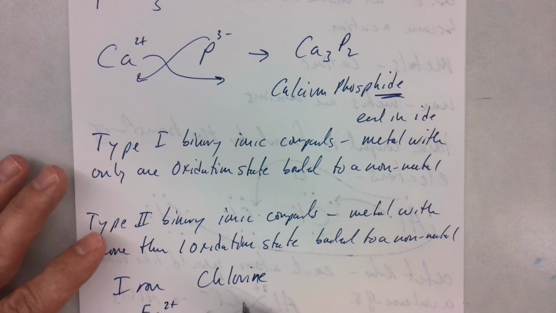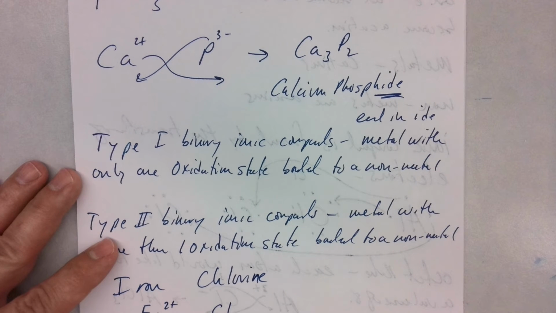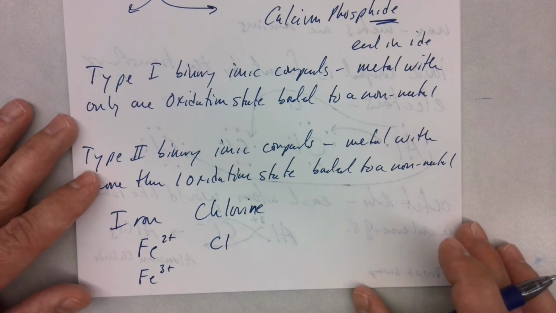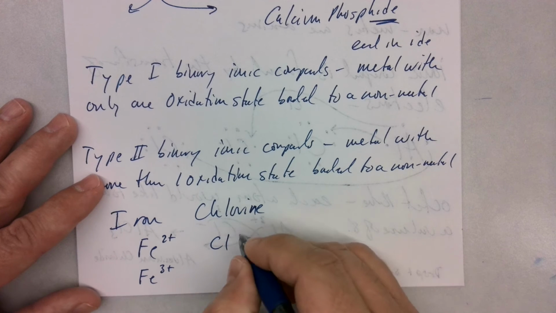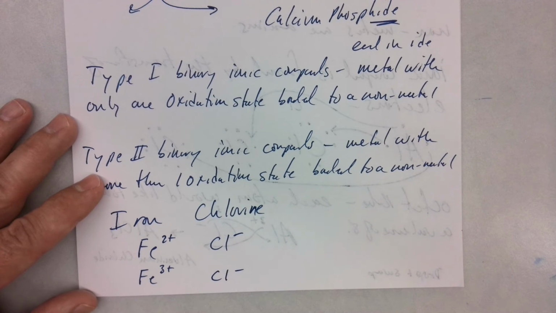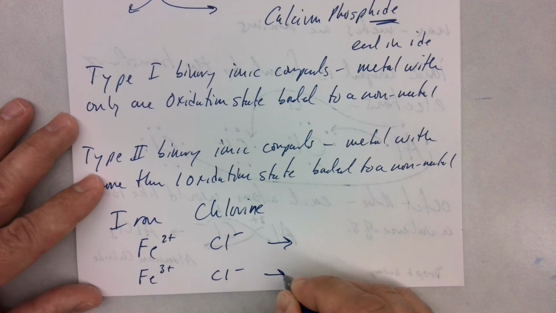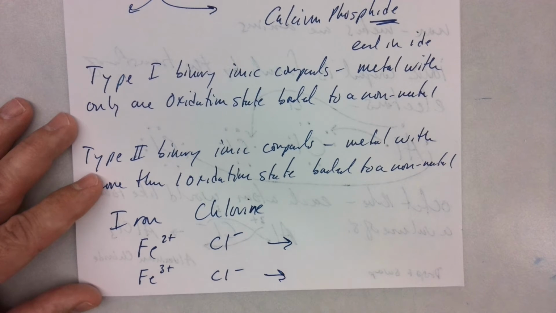Chlorine is always going to be what? Anybody know what chlorine will always be? It'll always be a 1 negative. Now, I do the whole drop and swap here. And the top one would give me what?